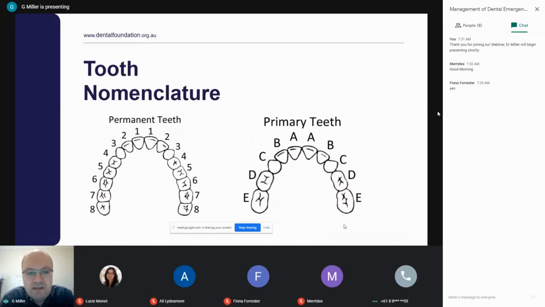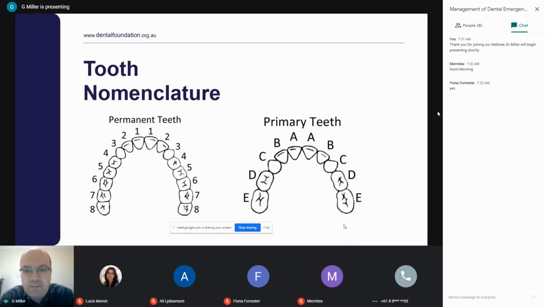In permanent teeth, they are numbered in 4 quadrants. The upper right is quadrant 1, upper left is quadrant 2, lower left is quadrant 3, and lower right is quadrant 4 in permanent teeth, with the teeth numbered 8, which is the wisdom teeth, through to 1, which is the central incisor.